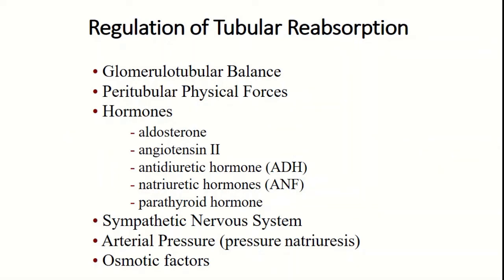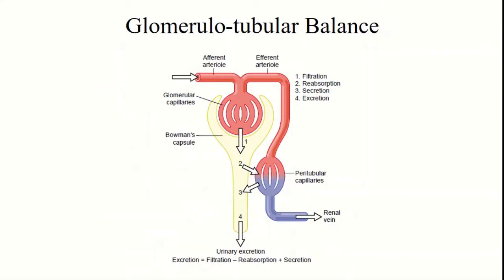The first factor is glomerulotubular balance. Then we have the peritubular physical forces. Then we have the role of different hormones like aldosterone, angiotensin II, antidiuretic hormone, atrial natriuretic factor, parathyroid hormone. Then we have the nervous factors, which includes the role of the sympathetic nervous system, the effect of arterial pressure, and the osmotic factors. We will discuss them one by one. So the first and the most important one is the glomerulotubular balance.